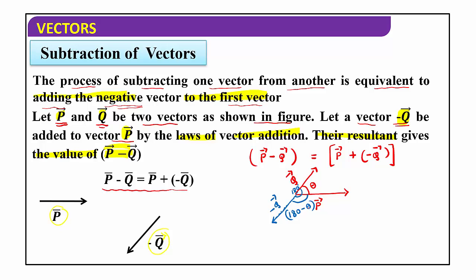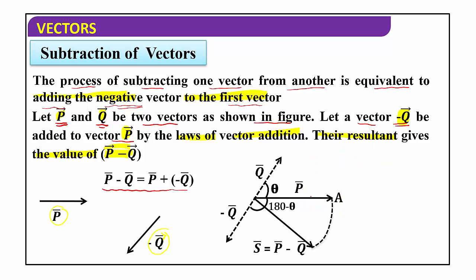According to the parallelogram law of vector addition, we always get the resultant vector along the diagonal of the parallelogram. So at this point we will get the resultant vector R. If I complete this part, we will get a parallelogram here. So the resultant vector is along the diagonal of the parallelogram. In this way, we have to calculate subtraction of two vectors.